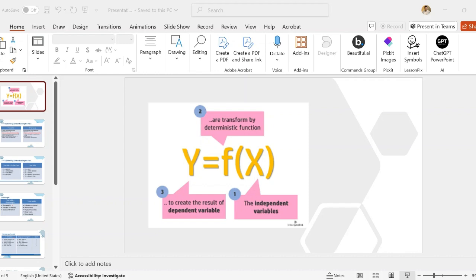Y is nothing but the pain point, the problem of a customer, or it could be an improvement problem, or it could be a design problem. Y is something where we need to find out what the problem is, and x is the root cause of the problem. There could be n number of x, that means n number of root causes for a y problem. That is the reason it is called f of x, or the function of x, which means that it could be any problem.